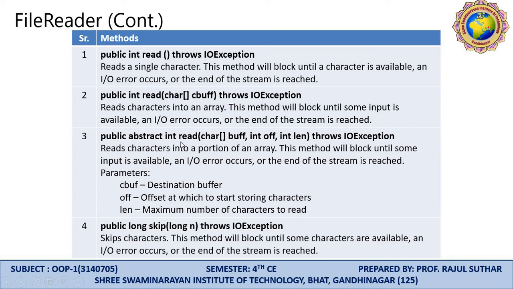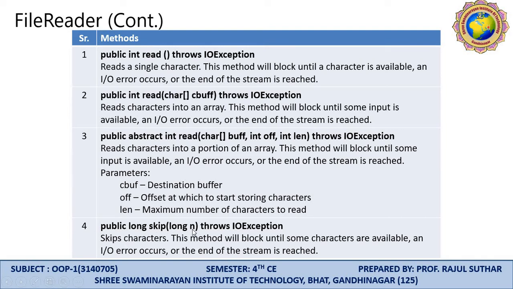Public abstract int read(char[] cbuf, int off, int len) throws IOException. Here cbuf is the destination buffer, off is the offset at which to start storing the characters, and len is the maximum number of characters to read.